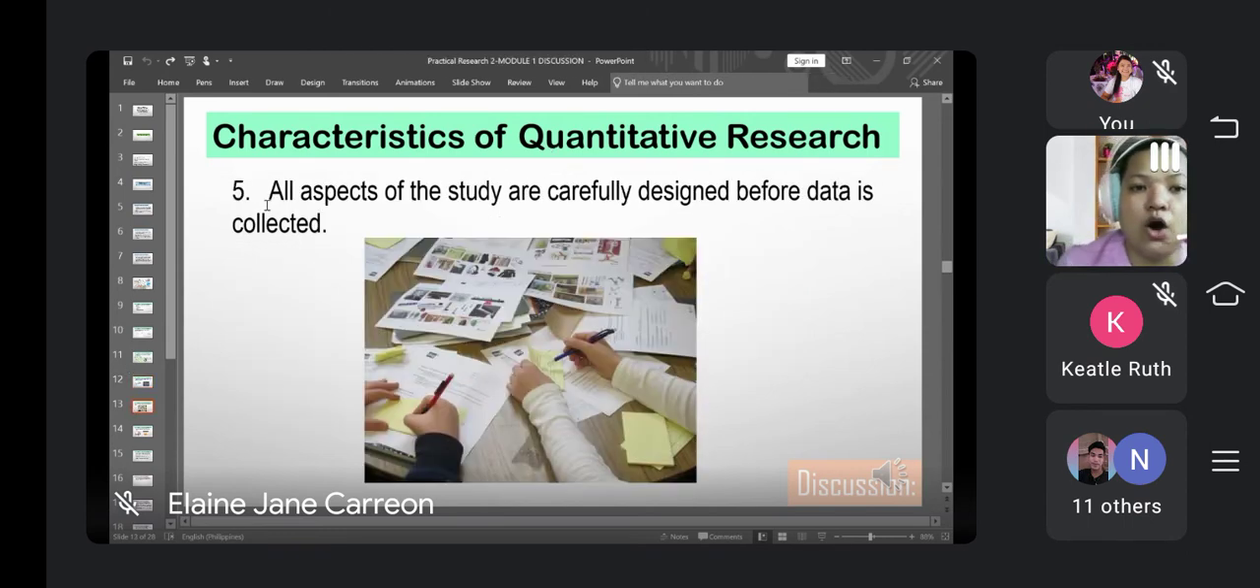Next, all aspects of the study are carefully designed before data is collected.